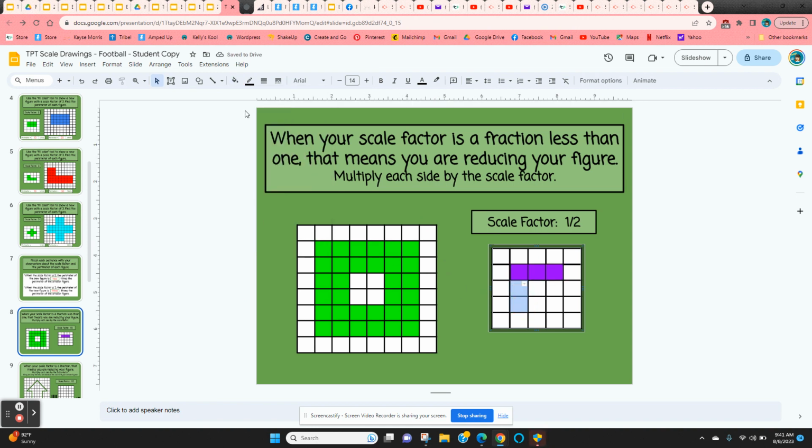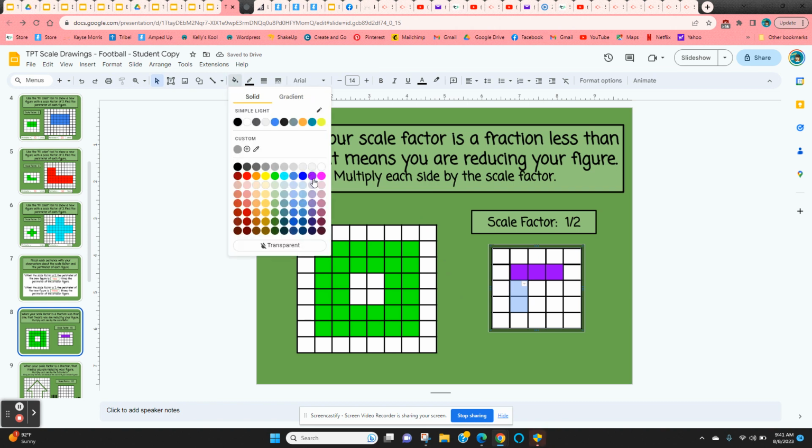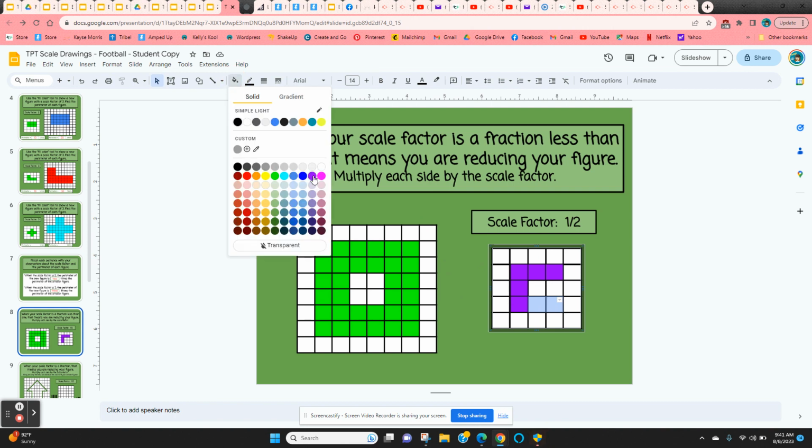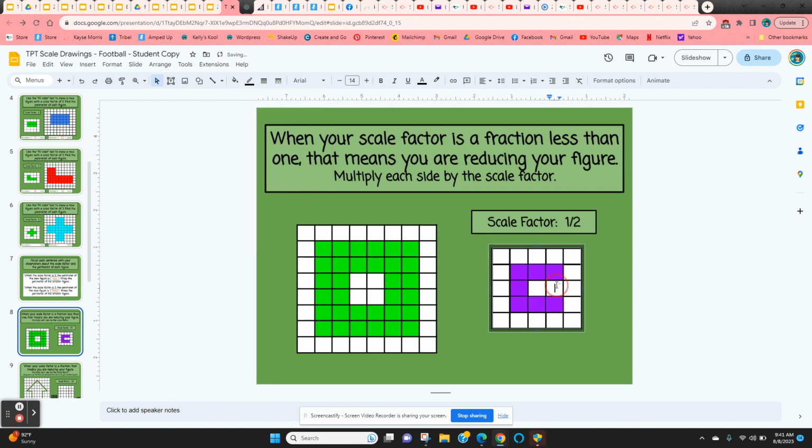And this is what their figure will look like. So it's a challenge to the students, and it's fun. Just make sure they've divided all of their measurements by 2. And that's what that will look like.